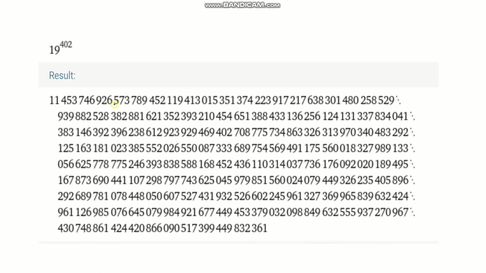So here, by Wolfram Alpha, 19 to the 402 equals this number, and the ending digits are 361. That's all.